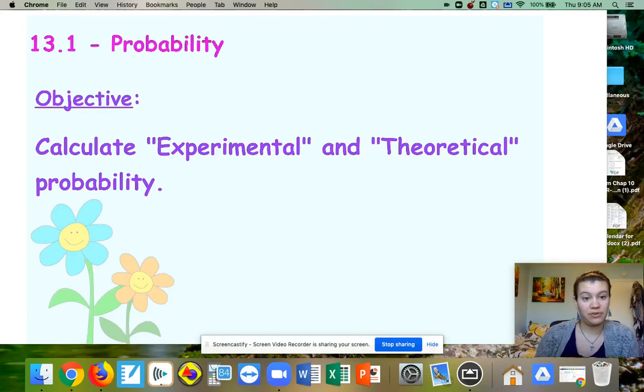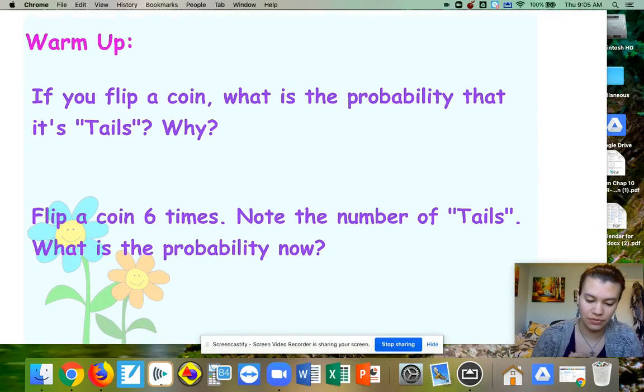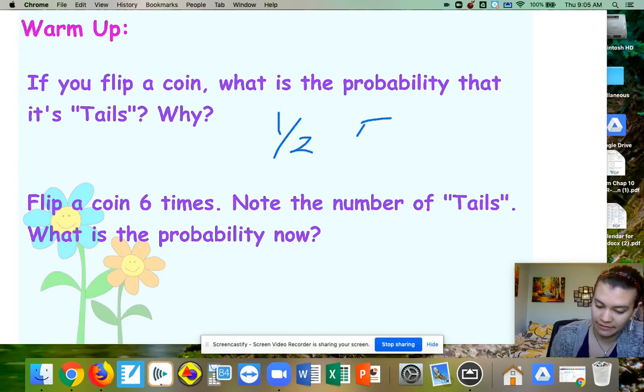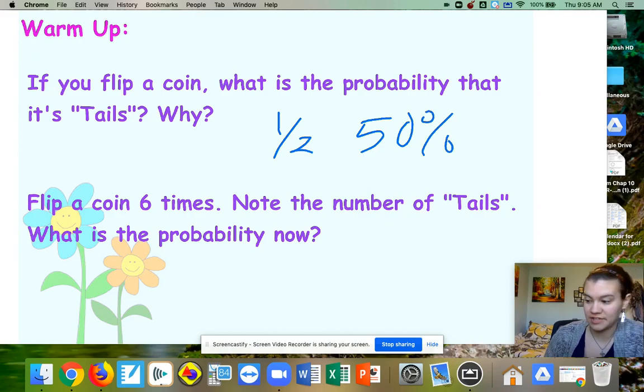All right, so today we're doing 13.1, which is probability. So calculating experimental versus theoretical probability. To warm up, if you flip a coin, what's the probability of flipping tails? It's going to be 1/2 or 50%.